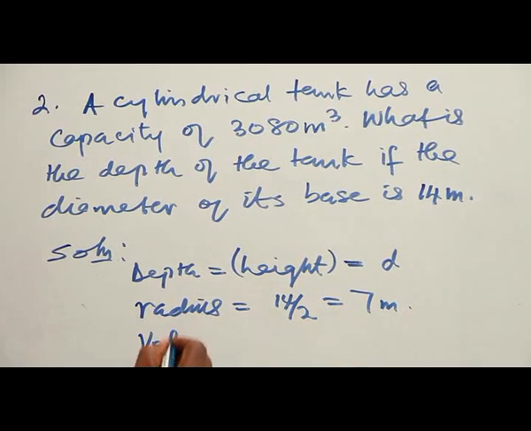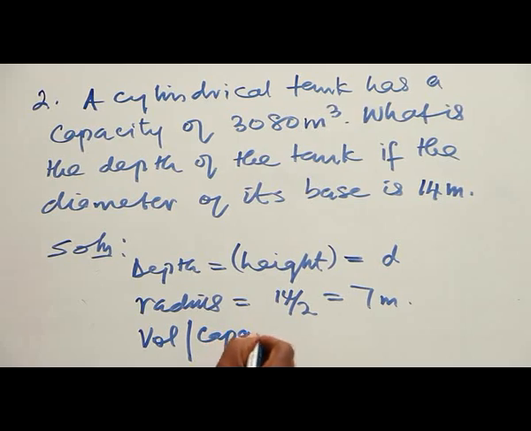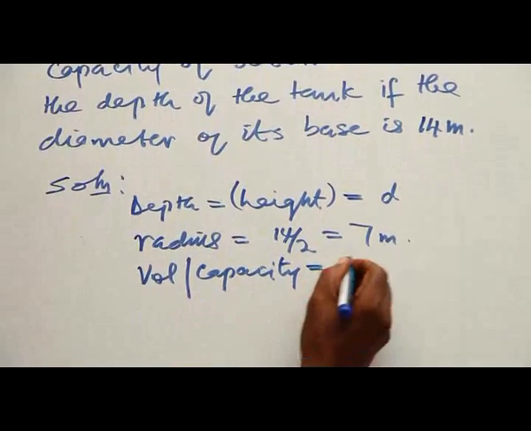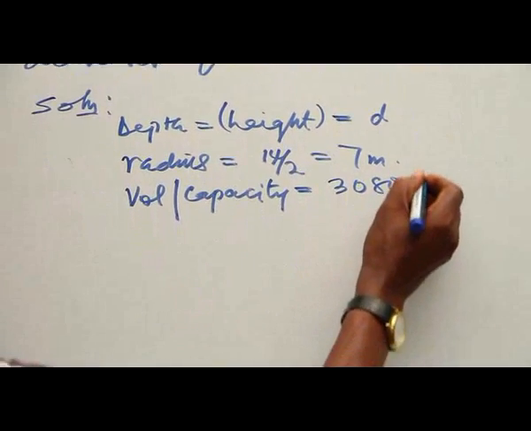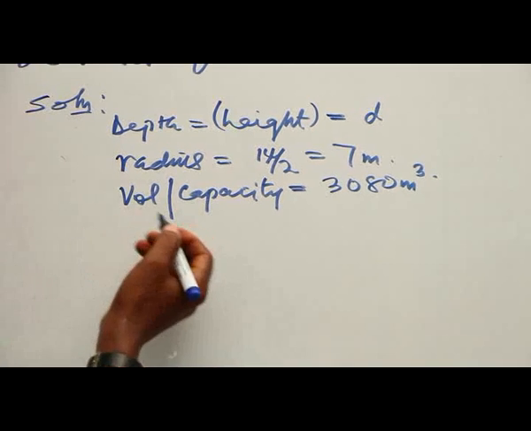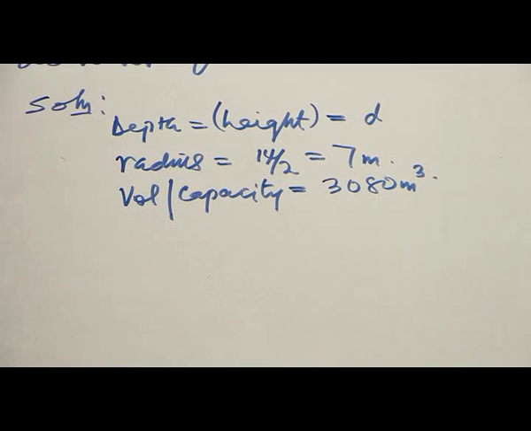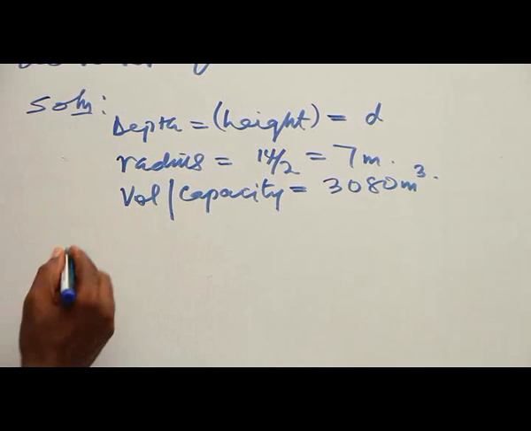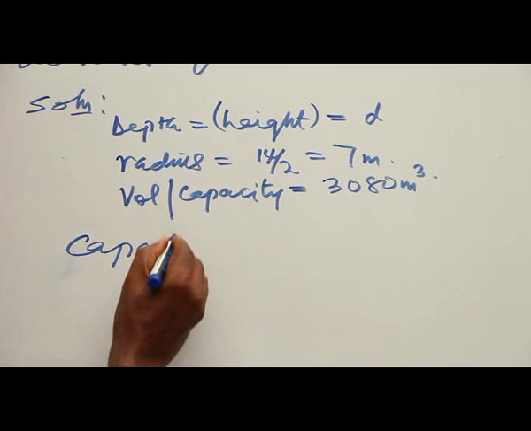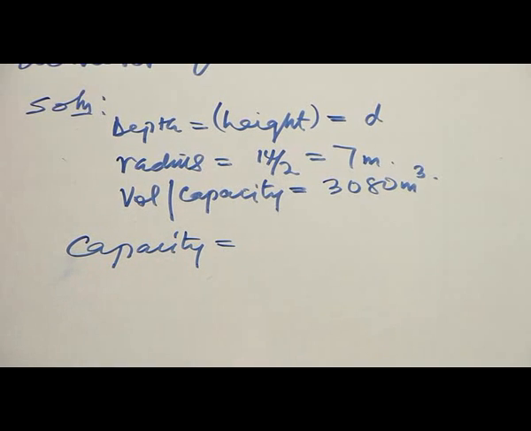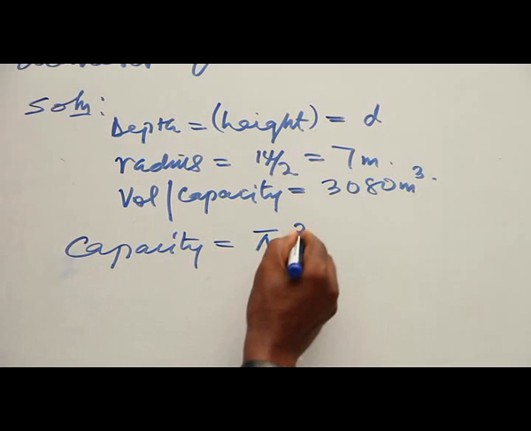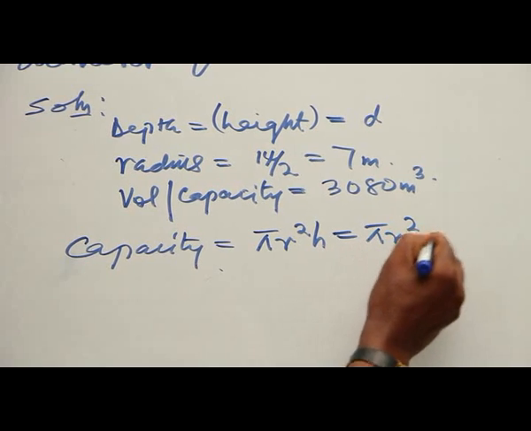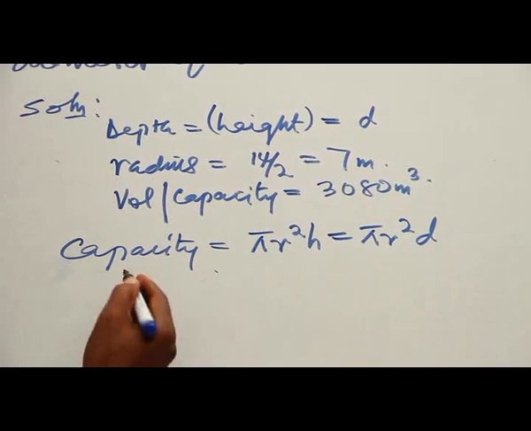Again, we are given the volume or the capacity. Capacity is what it contains. Alright, and this is 3080 meters cubed. The same formula that you use to find the volume is what we also use to find the capacity. So our capacity here will be equal to pi radius squared times height, which now becomes pi radius squared times D. So what is the capacity?